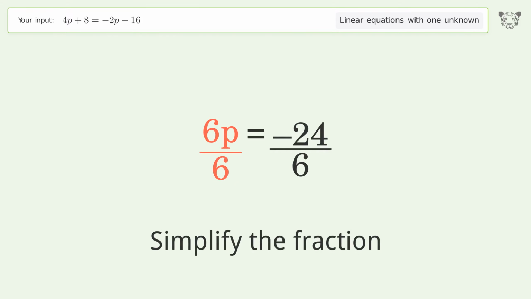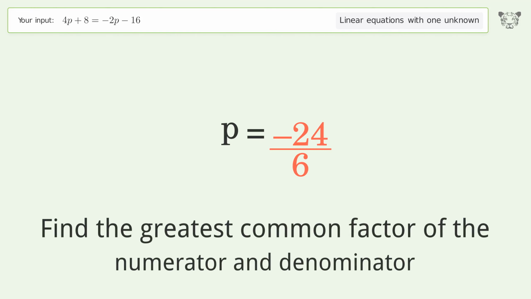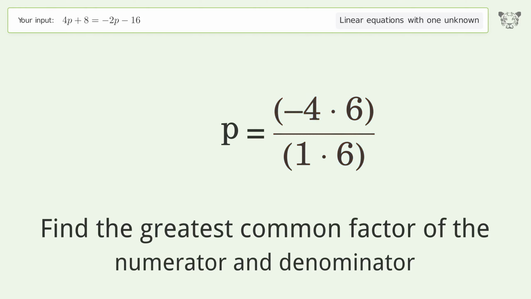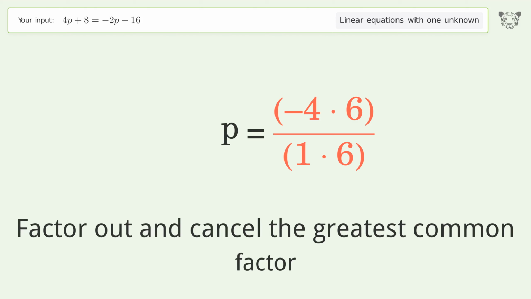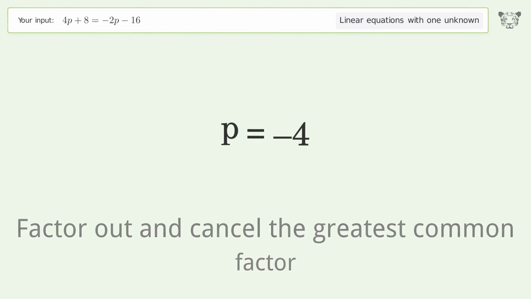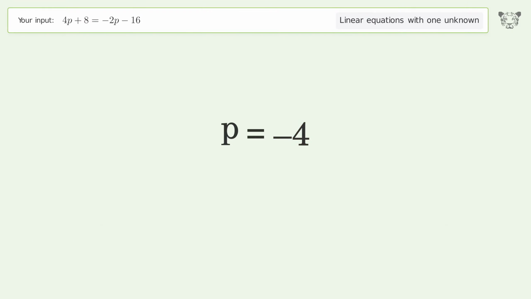Simplify the fraction. Find the greatest common factor of the numerator and denominator. Factor out and cancel the greatest common factor. And so the final result is p equals -4.